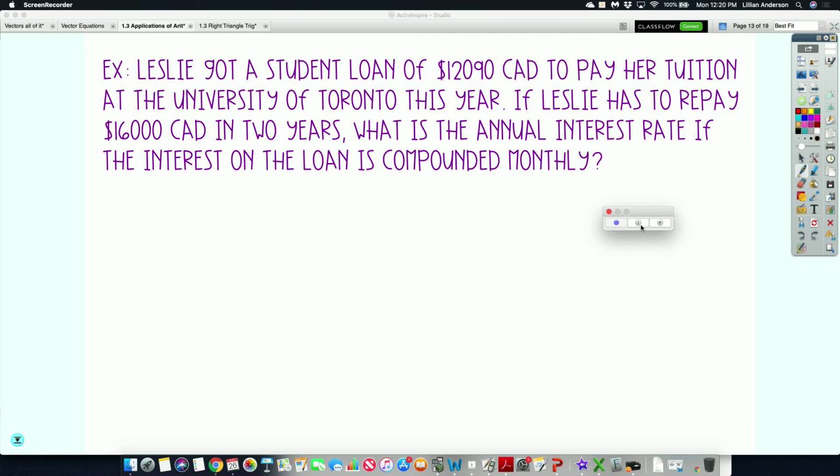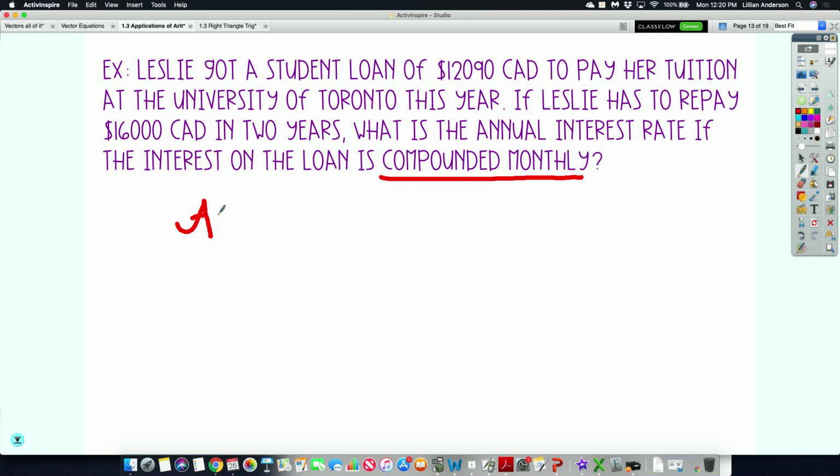Leslie got a student loan of 12,090 CAD, which stands for Canadian dollars, to pay her tuition at the University of Toronto this year. Leslie has to repay 16,000 Canadian dollars in 2 years. Find the annual interest rate if the interest of the loan is compounded monthly. Okay? Simple or compound? Compound. And I'm telling you, you always know because it will say it. Compounded monthly, simple interest. A lot of times it will be bolded in the IB question, so you'll know which one you're working with.